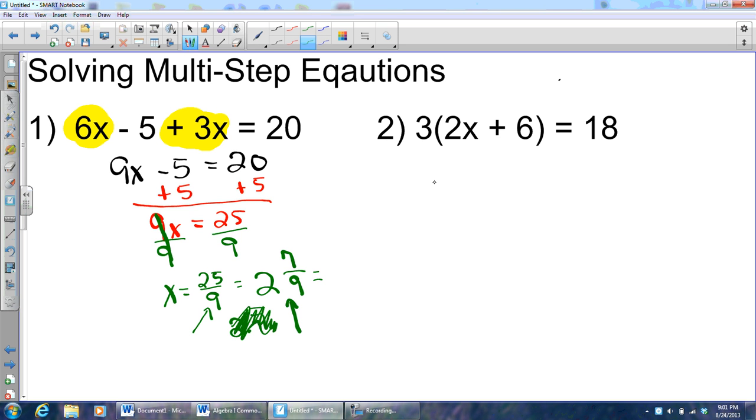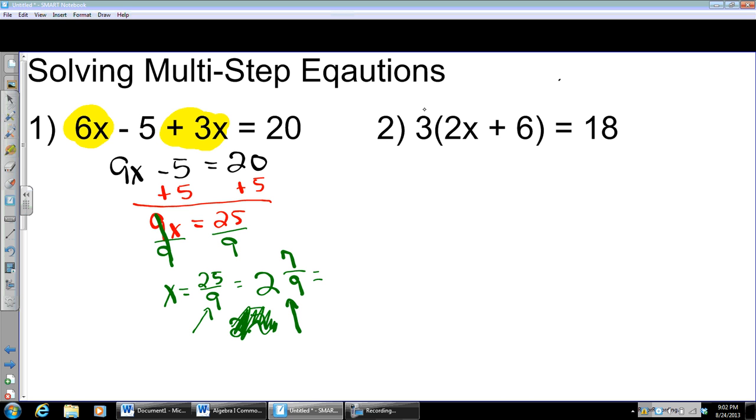So let's look at problem number 2. We have 3 times the quantity of 2x plus 6 equals 18. Now I know a shortcut here, but I'm not going to show it to you. If you really want to see it, come see me and I'll show you. It has to do with getting rid of this 3 a different way.